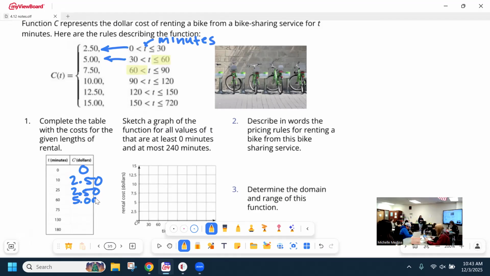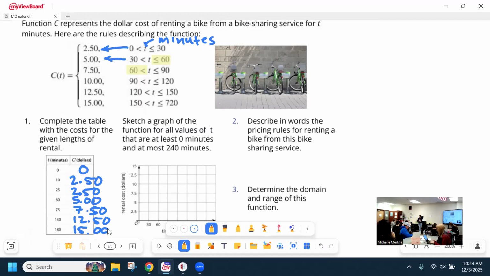So there's that. Table 3, what about 75 minutes? Good. Table 4, what about 130 minutes? Good. 130, that fits in between these 2 numbers. Price. Table 5, what about 180? Good, because 180 fits best between these 2 numbers, and that price is 15.